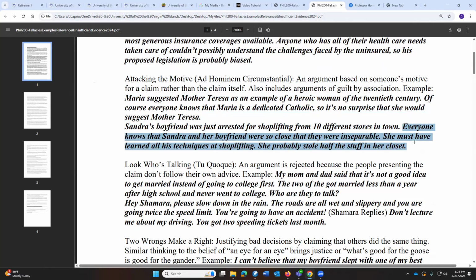Okay, just because Sandra associates very closely with her boyfriend and he was a criminal doesn't mean she was a criminal too. There are lots of times when people close to us make bad decisions, and that doesn't mean we'll make the same bad decisions, okay? You can't say a family is a bunch of crooks just because one person in the family might have been arrested for some wrong activity. Okay, so guilt by association is not good reason.